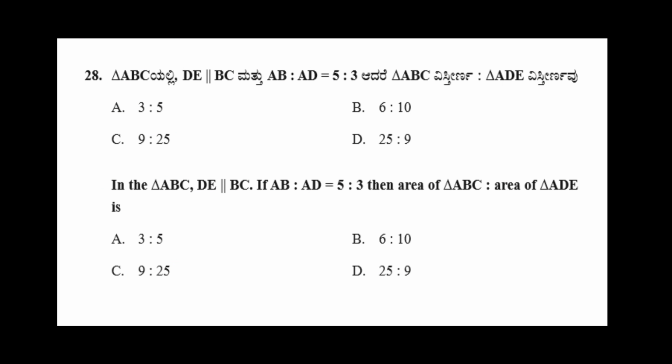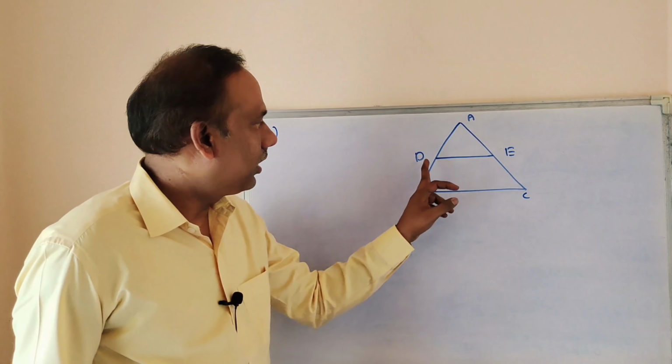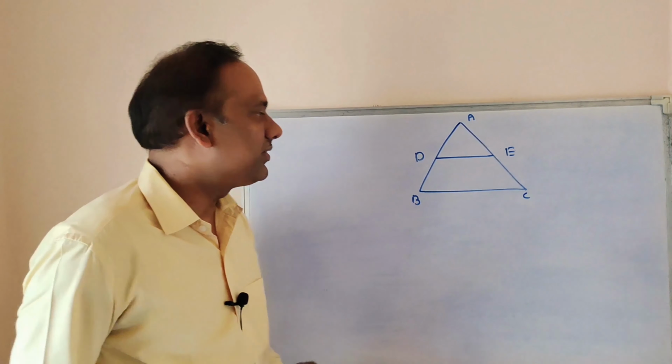Question number 28. In the triangle ABC, DE is parallel to BC. If AB is to AD is equal to 5 is to 3, then area of triangle ABC is to area of triangle ADE is. Option A 3 is to 5, option B 6 is to 10, option C 9 is to 25, option D 25 is to 9. ABC is a triangle and DE is parallel to BC.